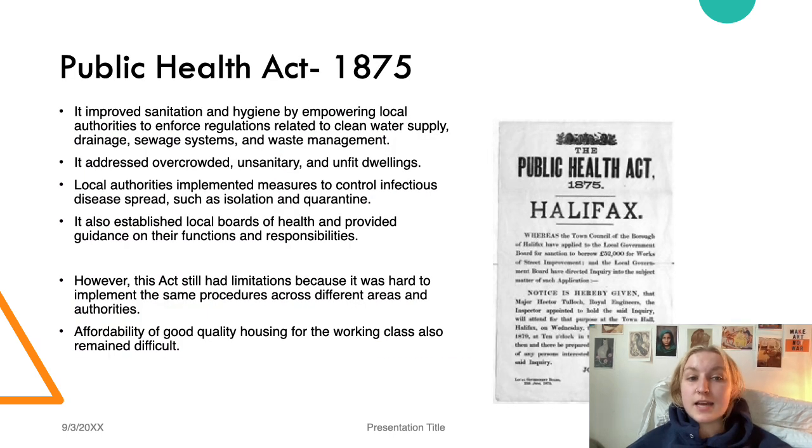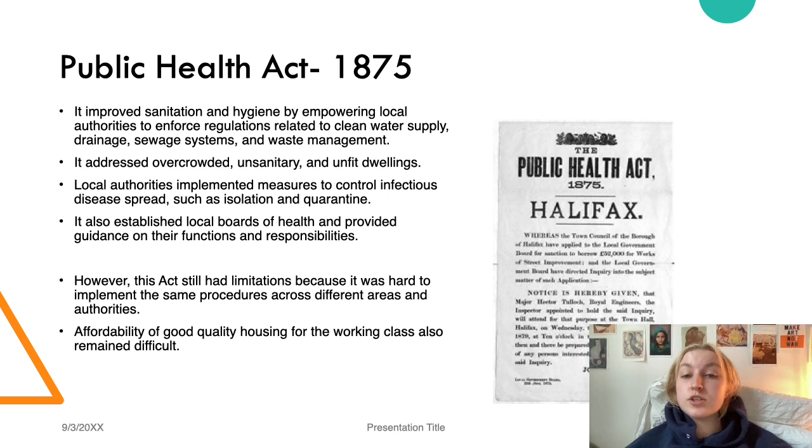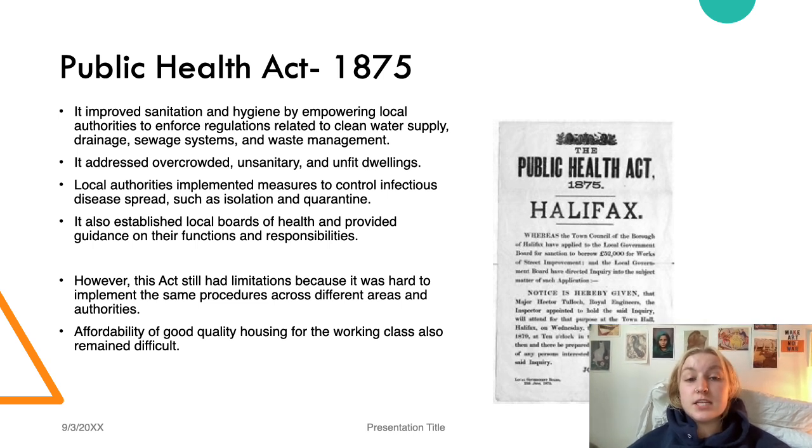The Public Health Act 1875 aimed to consolidate and extend previous public health legislation, providing a comprehensive framework for addressing public health problems. The impact of the Public Health Act 1875 was significant in several areas. Firstly, it improved sanitation and hygiene by empowering authorities to enforce regulations related to clean water, drainage, sewage systems, and waste management. These measures led to a reduction in infectious diseases, improved living conditions, and better overall public health outcomes.